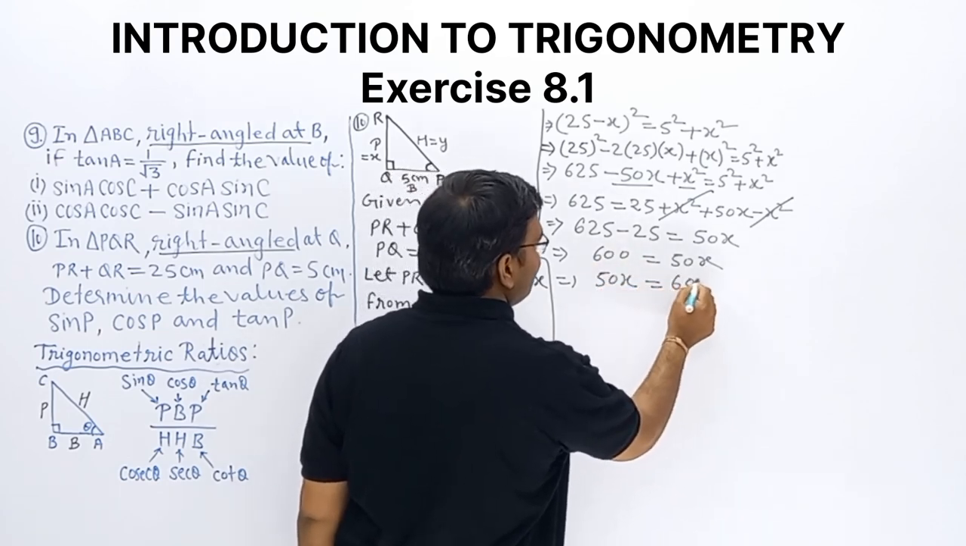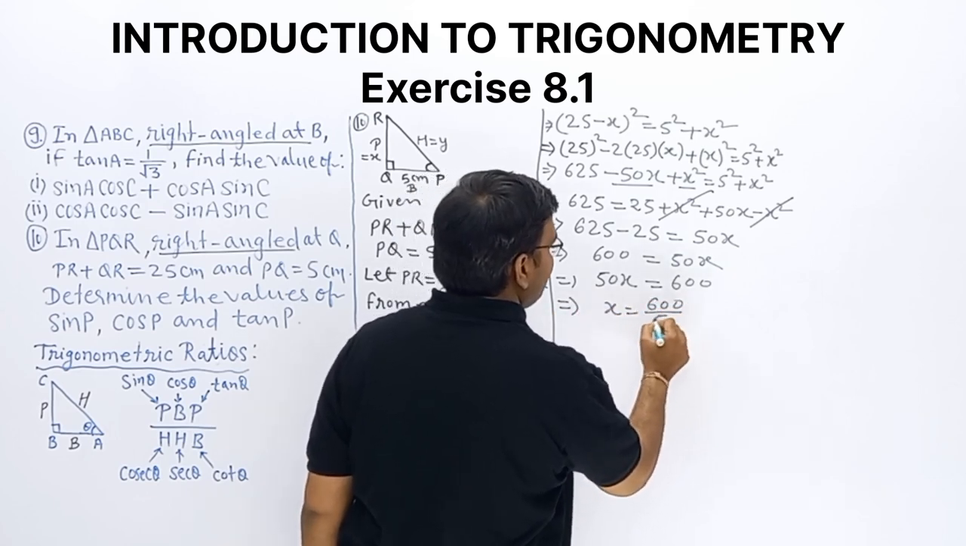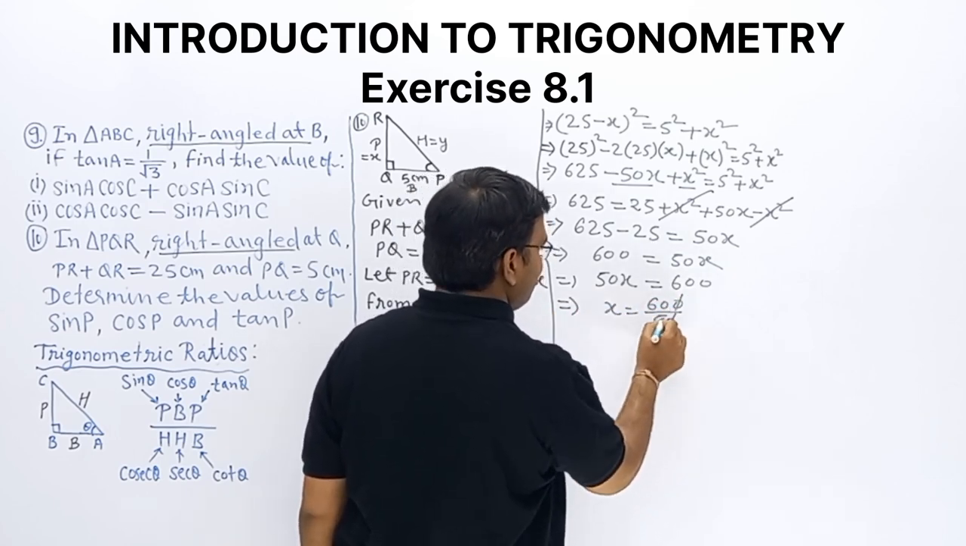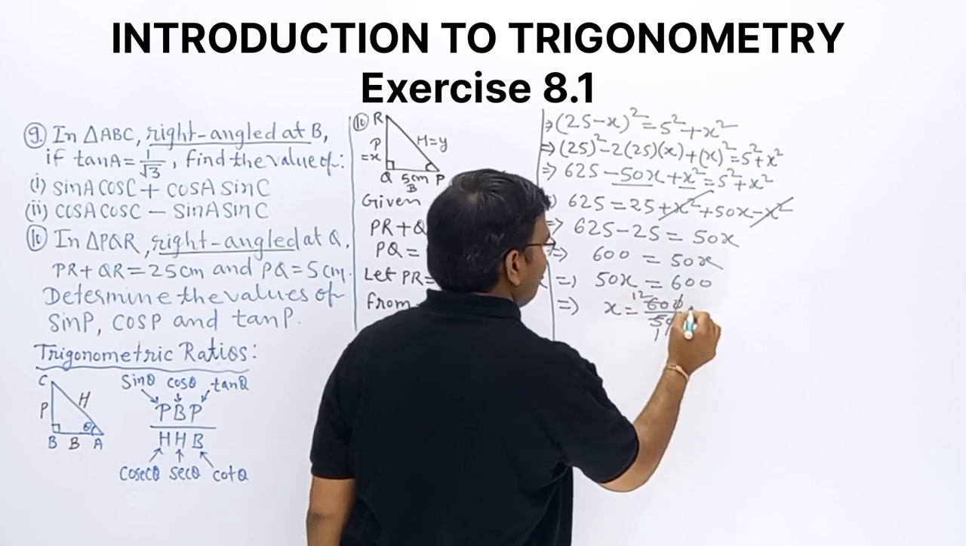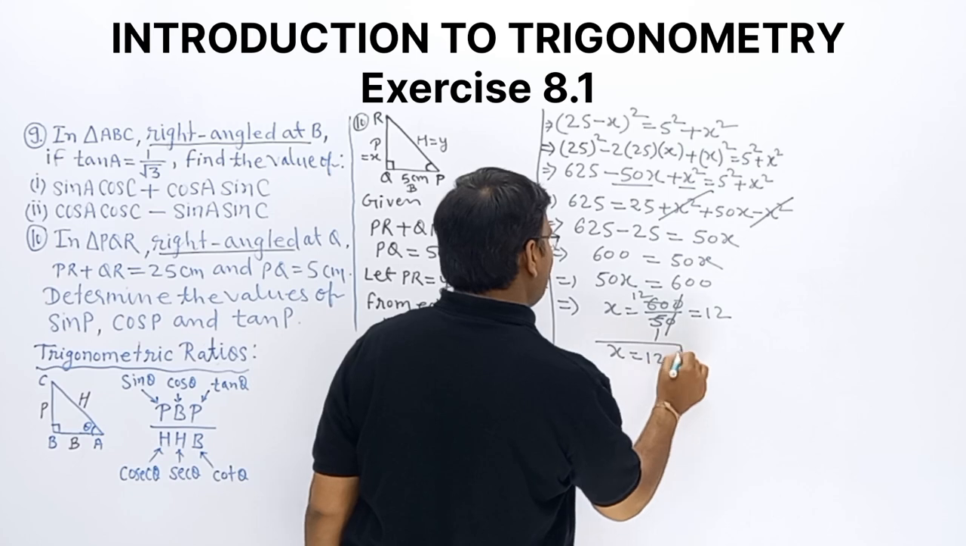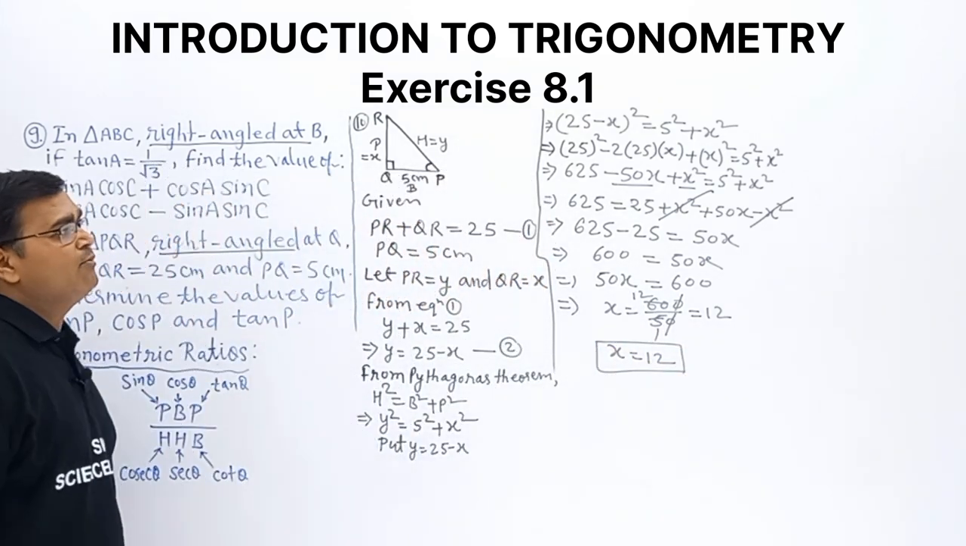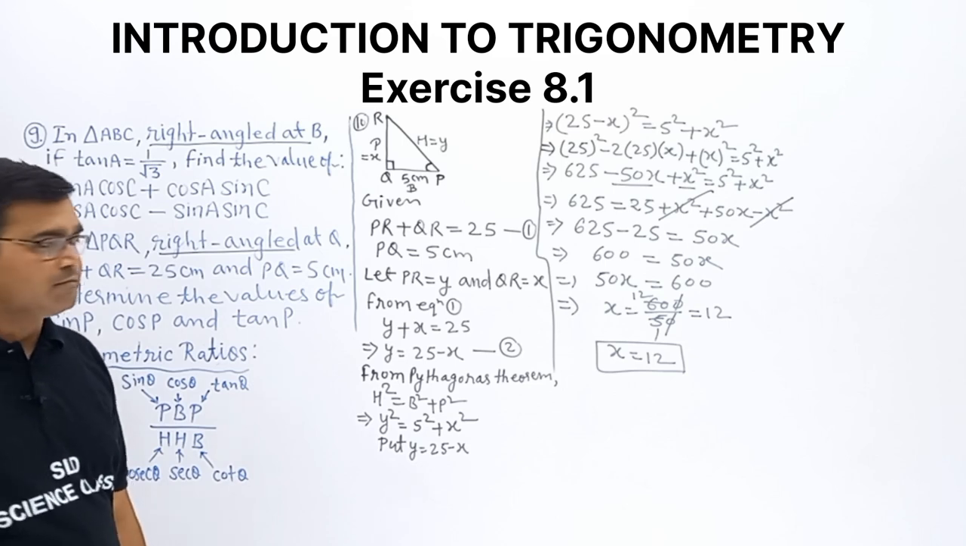So this will be 50x equal to 600, and we can say x equal to 600 upon 50. One zero cancels with one zero, and it goes 12 times. So x equal to 12. X equal to 12 we are having. So what value of x did we observe? X is 12.